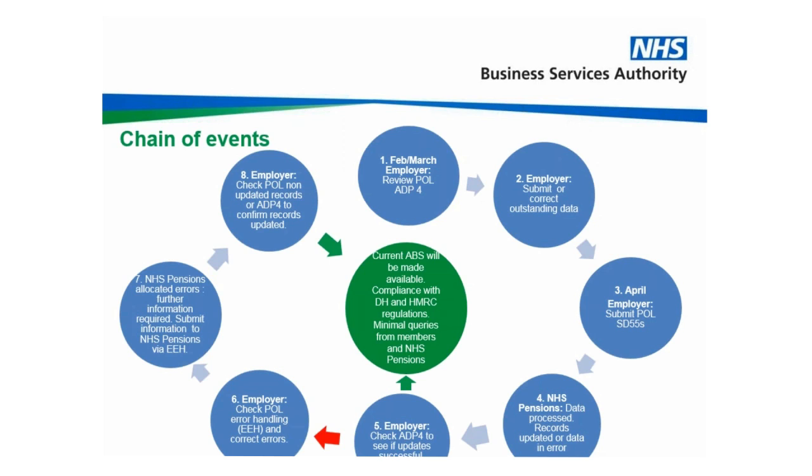After you have corrected any errors, you should again check the ADP4 and continue to do this until all records are updated to 31/3/17. It is also good practice to check the ADP4 when you have submitted any joiner or leaver details throughout the year. Jackie will now explain how to log on to POL and how to submit your updates.